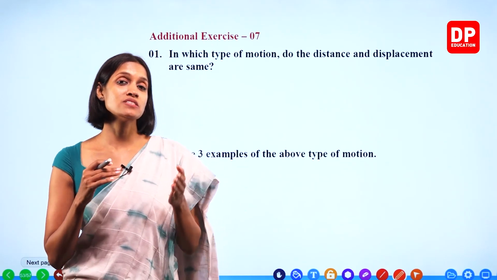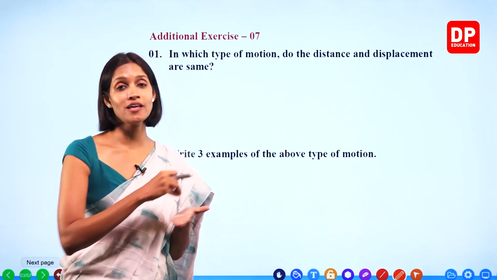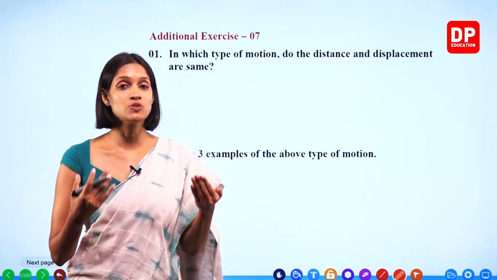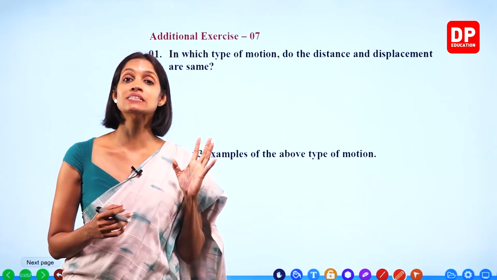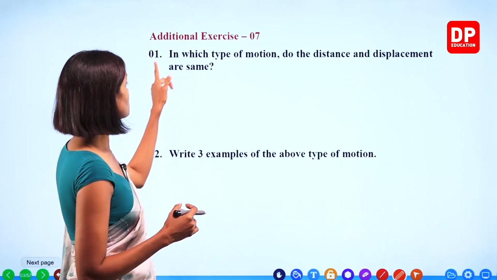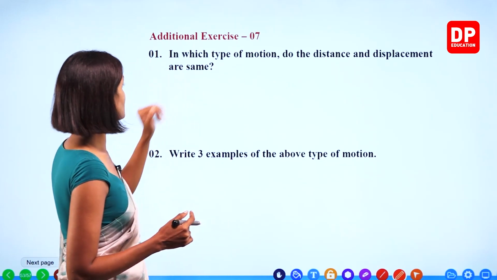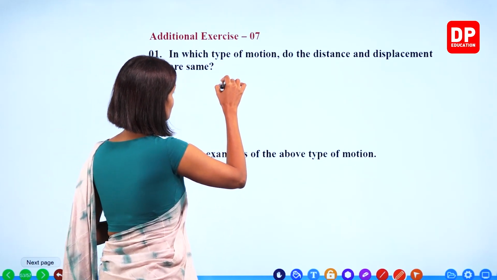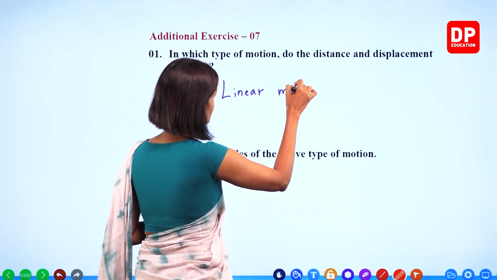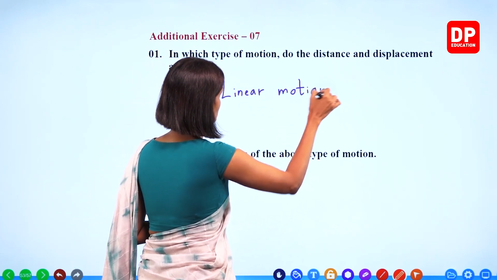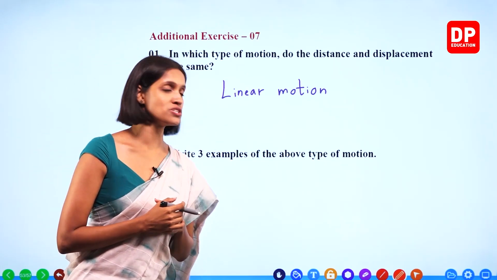Linear motions. When a certain object moves through a straight path or a linear path, the distance and the displacement will be the same. Right? These types of motions are known as linear motions. Okay? In which type of motion are the distance and displacement the same? Linear motions. Linear motion. Right. Write 3 examples of the above type of motions.